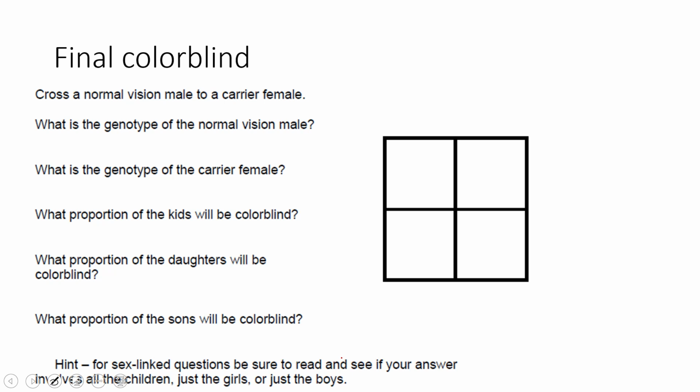This time, normal vision male, so X big N, Y. This time I'm going to put the guy on top because, again, sometimes you've got to flip things around. He's being crossed to a carrier female, so X big N, X little n. Bring your stuff down and over.